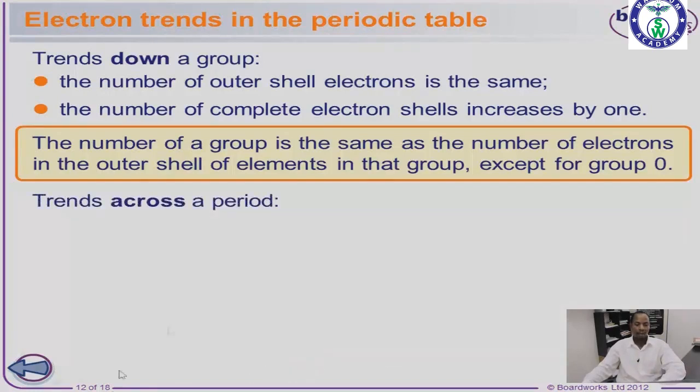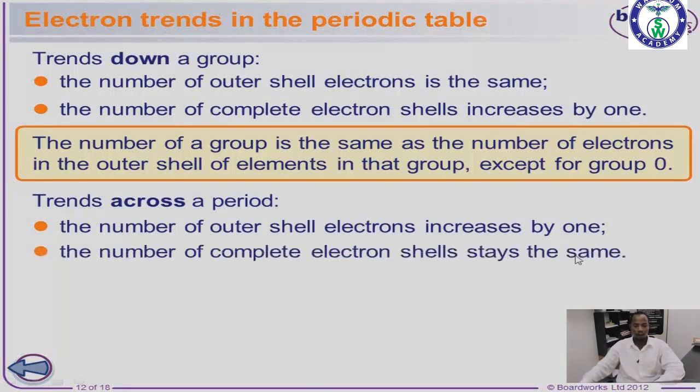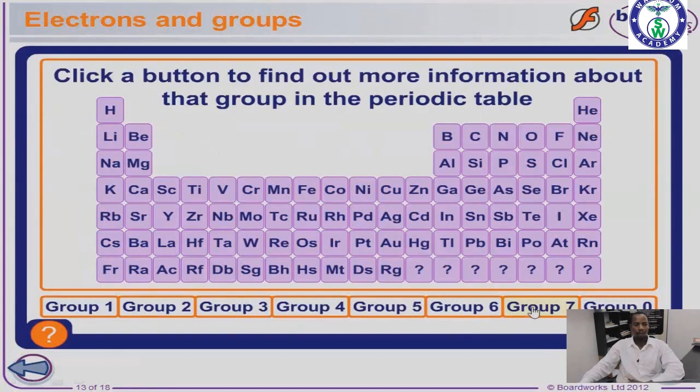Now, trends across the period. The previous point was for trends down the group. As you look at the elements across the period, the number of outer shell electrons increases by 1 as you go to the next element across the period. And the number of complete electron shells for the same period stays the same. Okay, so these are the basic things we need to know.